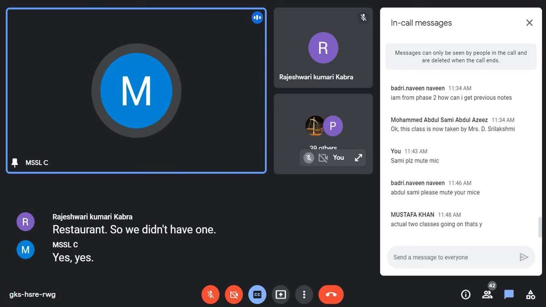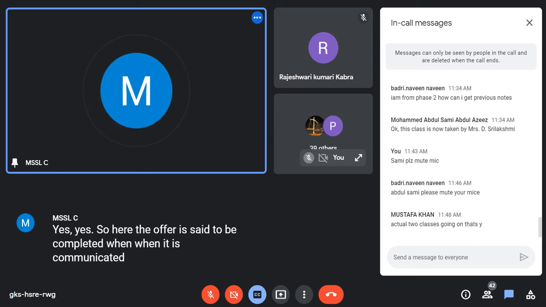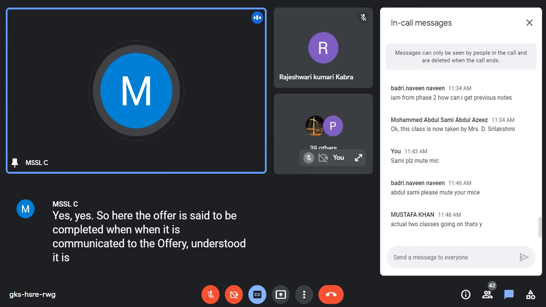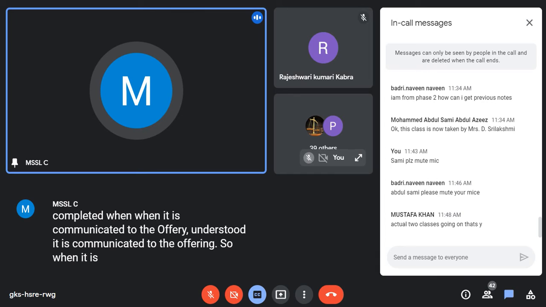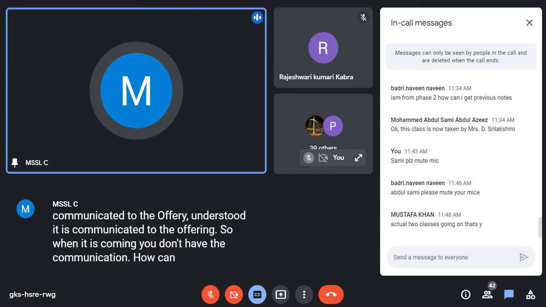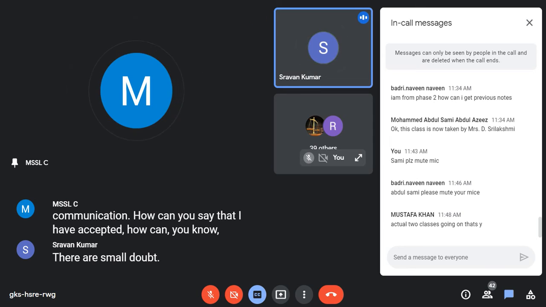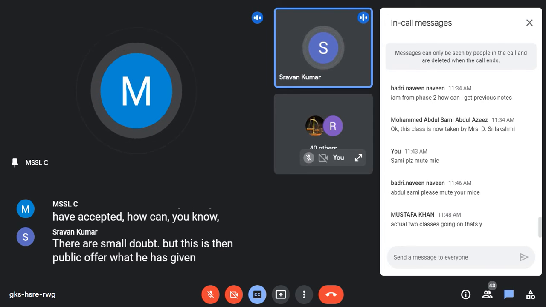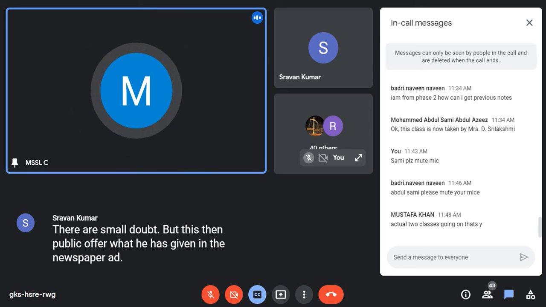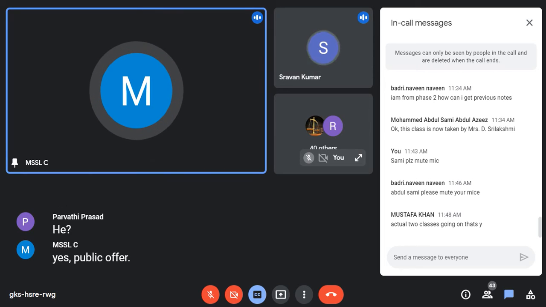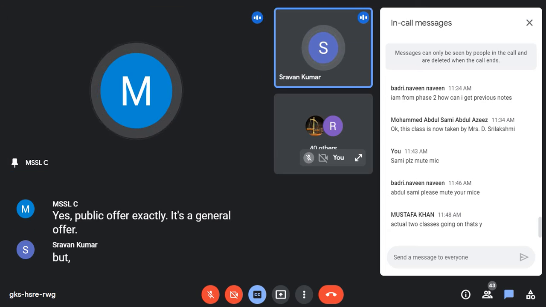So here the offer is said to be completed when it is communicated to the offeree. Understood? When you don't have the communication, how can you say that I have accepted? But this is a public offer that he has given in the newspaper. Yes, a public offer. Exactly, it's a general offer. Based on that, he can claim, no?